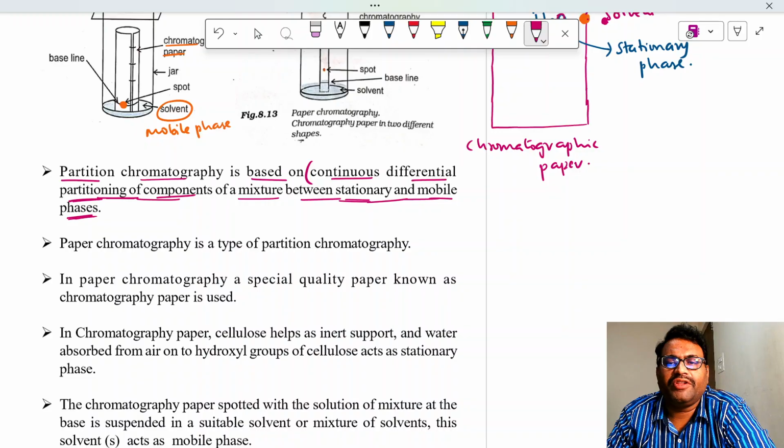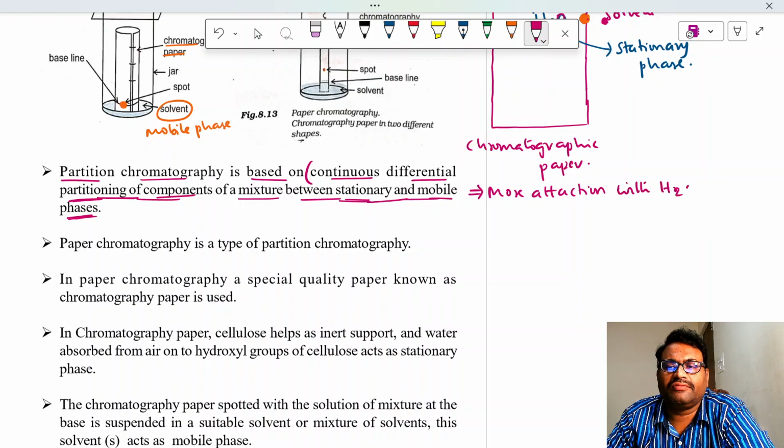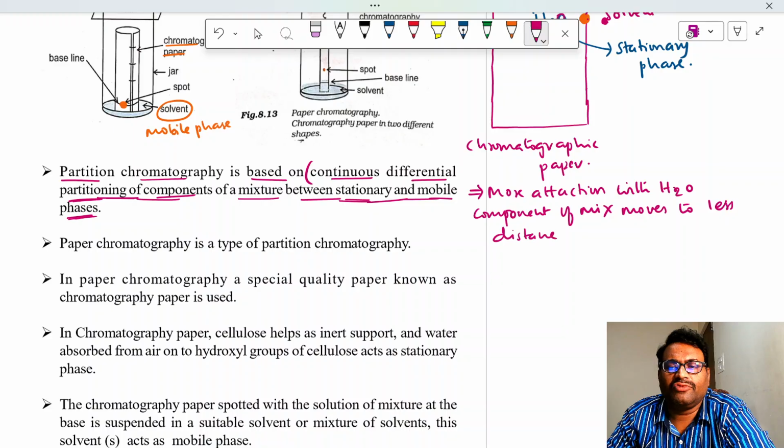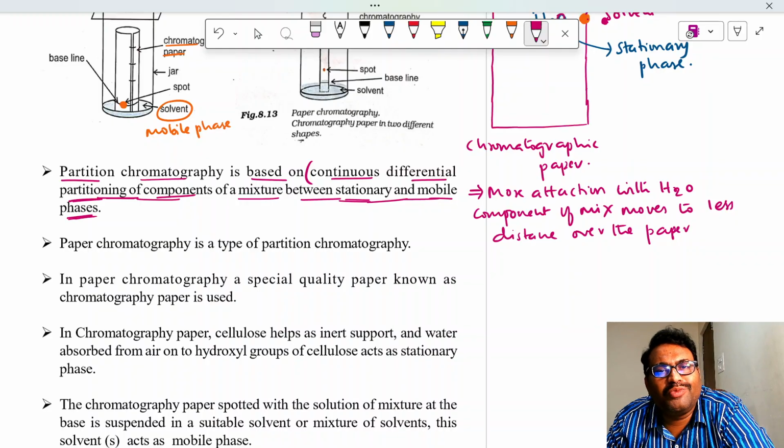You can make it a note that the more the attraction or attachment with water, the component of the mixture moves less distance over the chromatographic paper. The less the attraction, the more distance it moves.